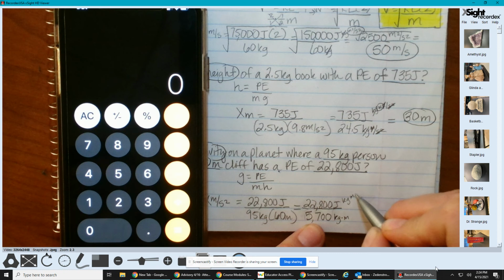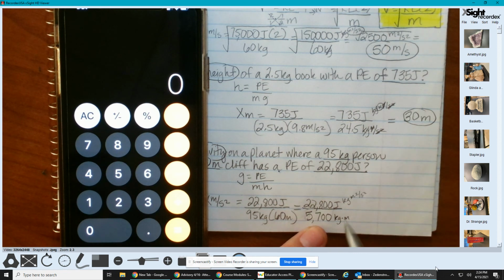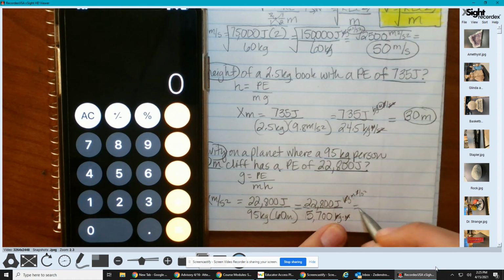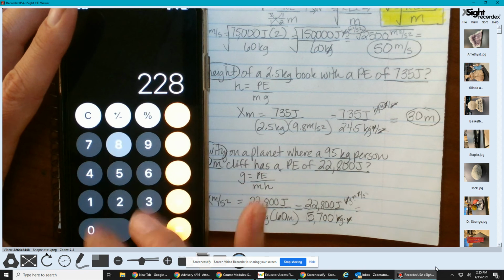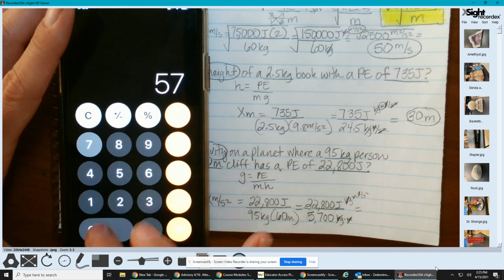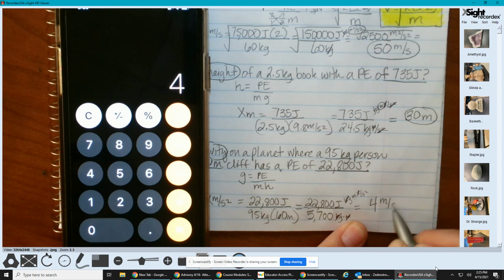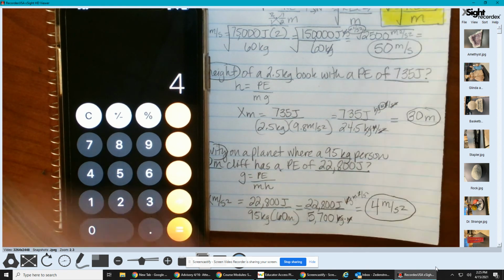A joule is a kilograms meters squared per second squared. Okay, and I have a kilograms times a meter on the bottom. Kilograms disappear. Get rid of them. Meter on the bottom cancels out the squared of the meter on the top, and there's no seconds on bottom, so I have to keep both the second squared. So look what's on top, a meters per second squared. That's what we need. And if I do the math, 22,800 divided by 5,700, I get 4 meters per second squared. That's what I need because it's a gravity unit, an acceleration unit.